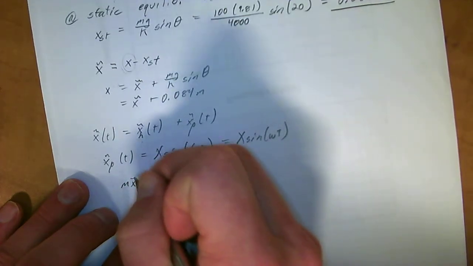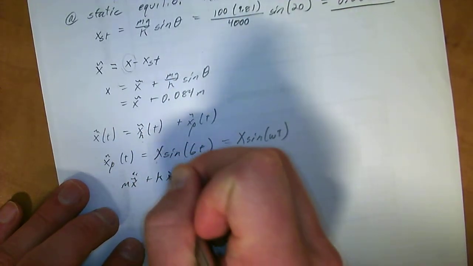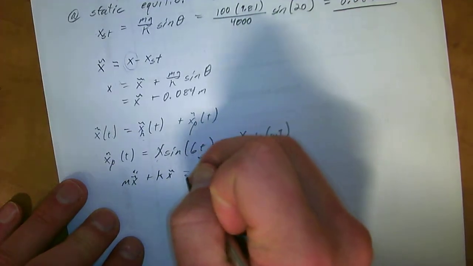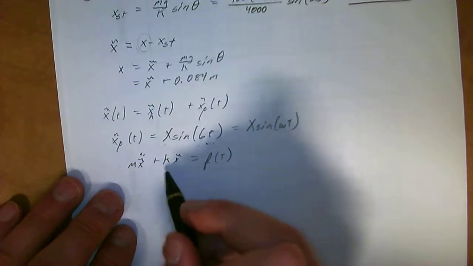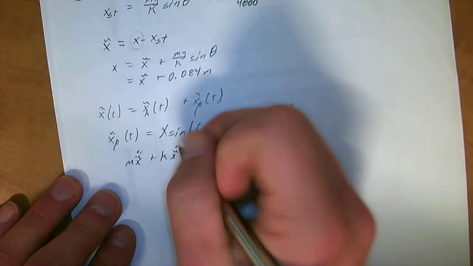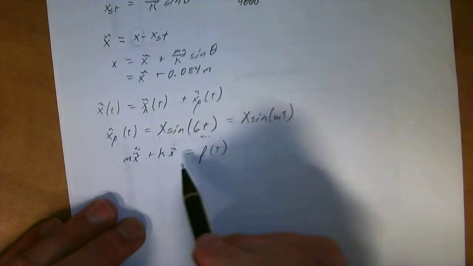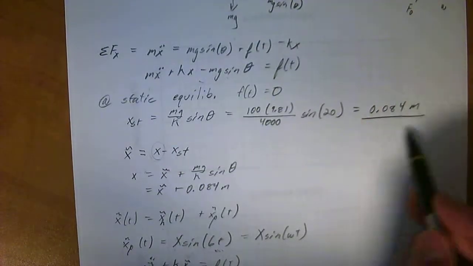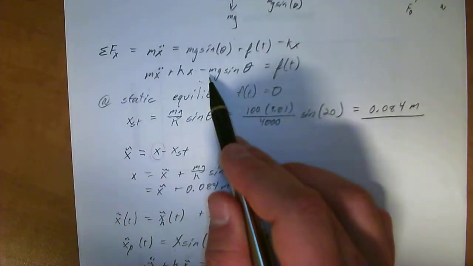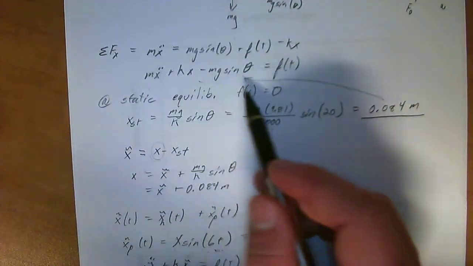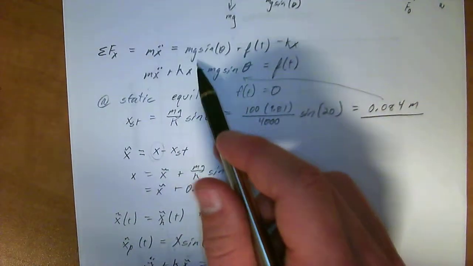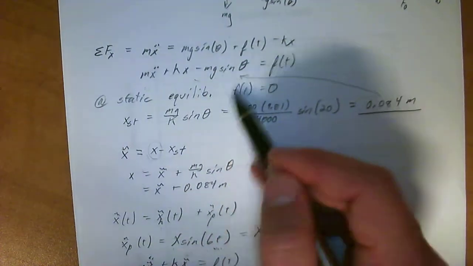So m x tilde double dot plus k x tilde is equal to f of t, x tilde, just x tilde, sorry. It's not a damper, it's a spring. Since we're working with x tilde, which is x minus the x static, you don't have to include this function, which is basically this piece right here. So that's basically what that is. Once you find x static, you can eliminate the weight values from any of your equations of motion.